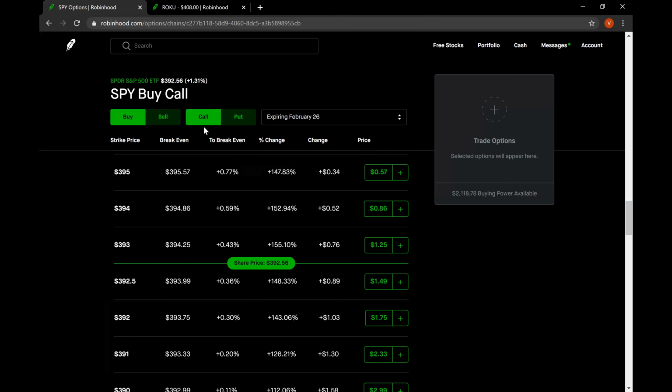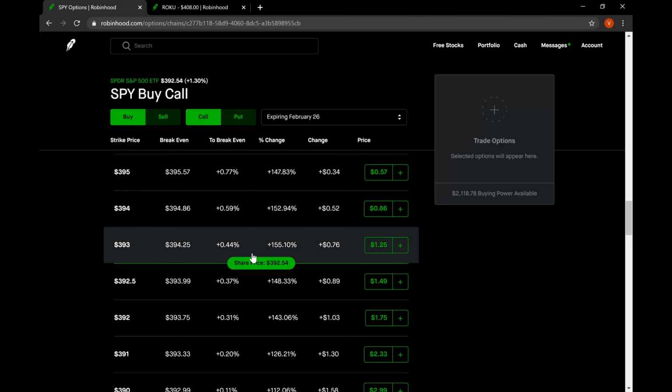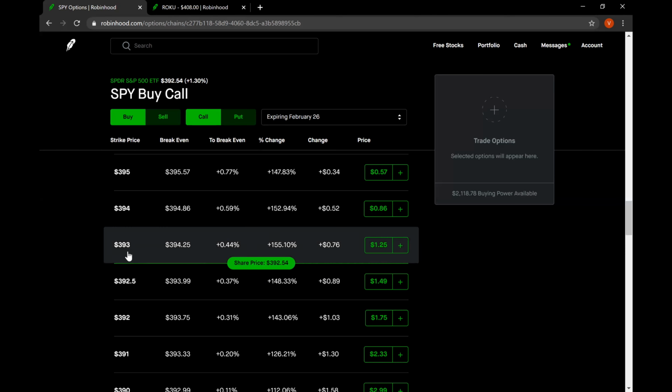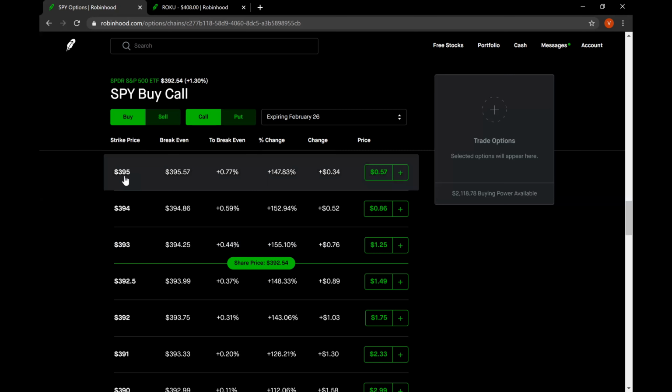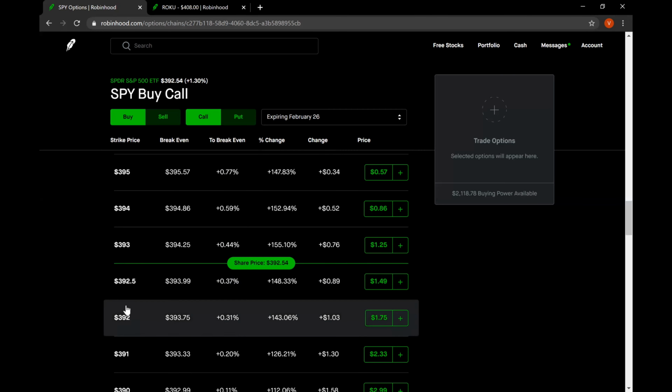So when we're looking at a call option, the first thing you need to understand is the difference between an in the money call option versus an out of the money call option. Anything out of the money is anything higher than the share price. The current share price is 392.54. Anything out of the money would be considered 393, 394, 395. Anything in the money would be anything below the share price. So 392.5, 392, 391 is in the money. In the money is over here, out of the money is over here.